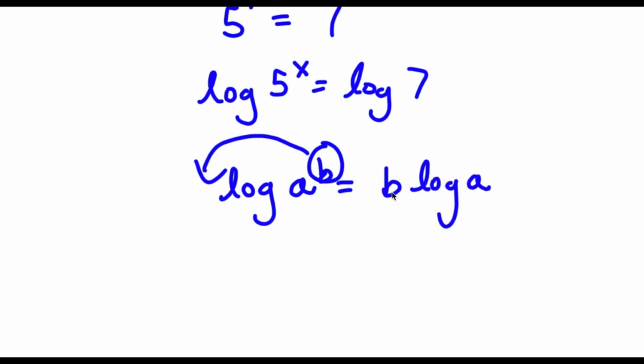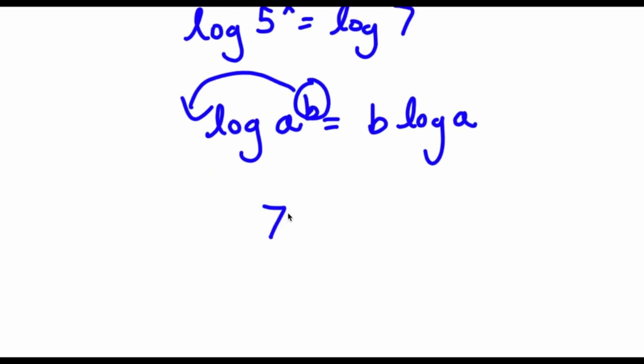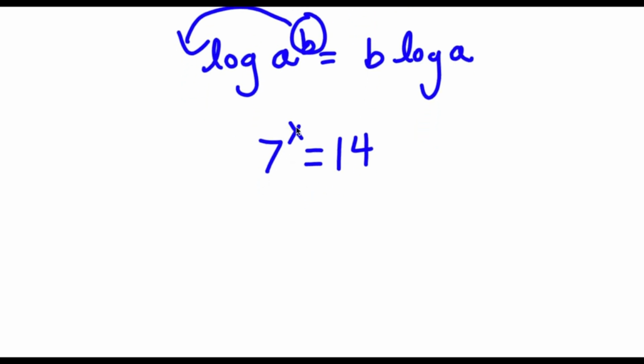And this property is really important because let's say I have 7 to the power of x is equal to 14. So right now, as you can see, x is really hard to solve for because x is an exponent, especially when we know that x is going to be a decimal, because 7 to the power of 1 is equal to 7, and 7 to the power of 2 is equal to 49. And 14 is somewhere in between 7 and 49, meaning x is somewhere in between 1 and 2. And solving for this in the form that it is, is really hard.